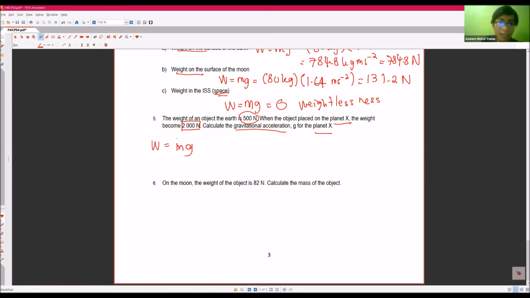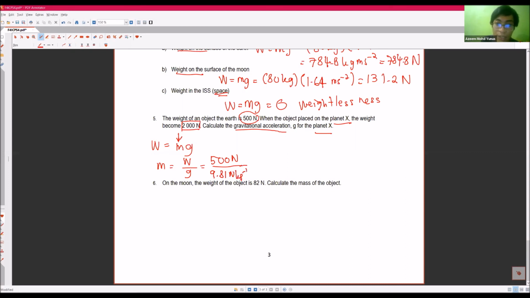So we can find the mass. Because we said earlier that the mass is constant everywhere, even though you are on Earth, on the moon, or on planet X, the mass doesn't change. In proof of that, we can use the mass times the gravitational acceleration for planet X to get 2000 Newton. That's our proof here. So we arrange the formula: mass equals W over G. W on Earth is 500 Newton. G on the Earth is 9.81 Newton per kilogram.